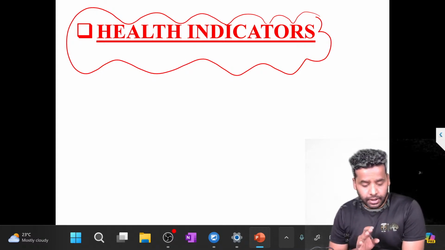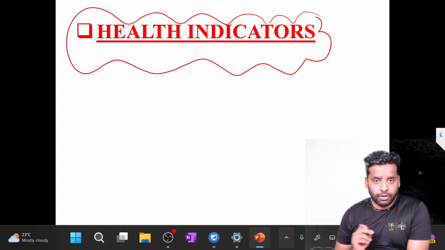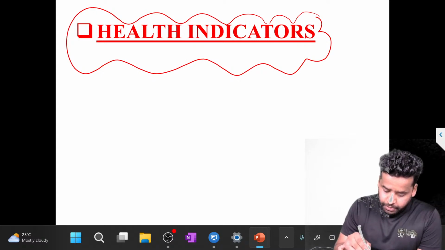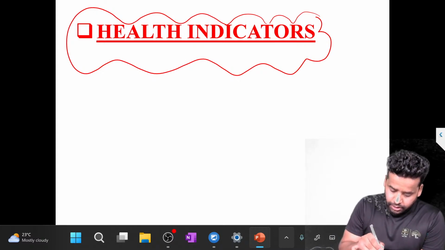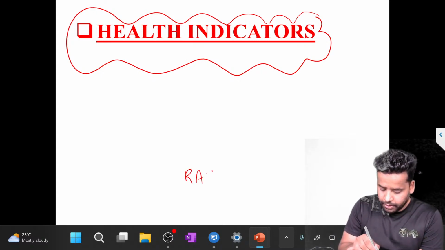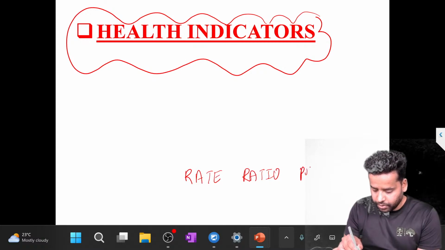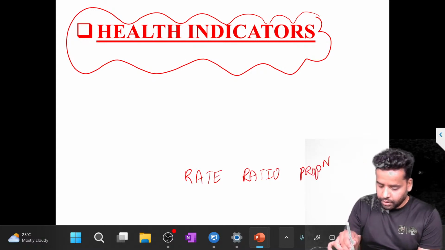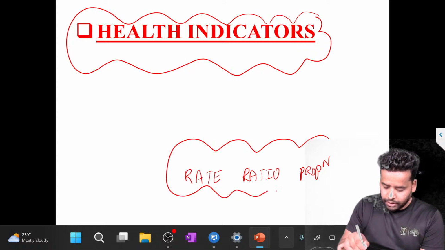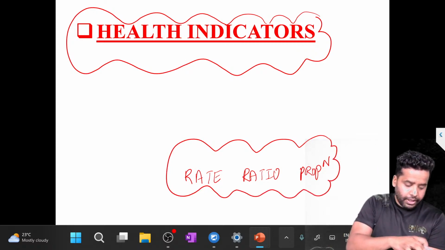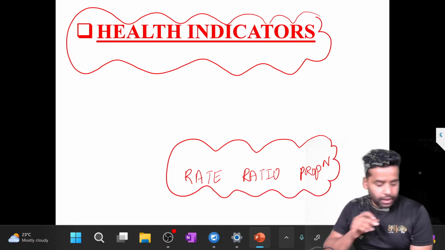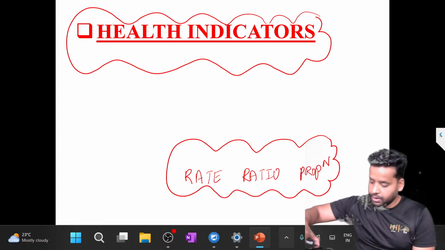The chapter heading is health indicators. In the first subheading, very basic, we'll start with the difference between three things. Make short headings: the difference between rate, ratio, and proportion. You should know the basic difference. They'll be asking the properties of rate, ratio, and proportion, so make a subheading.